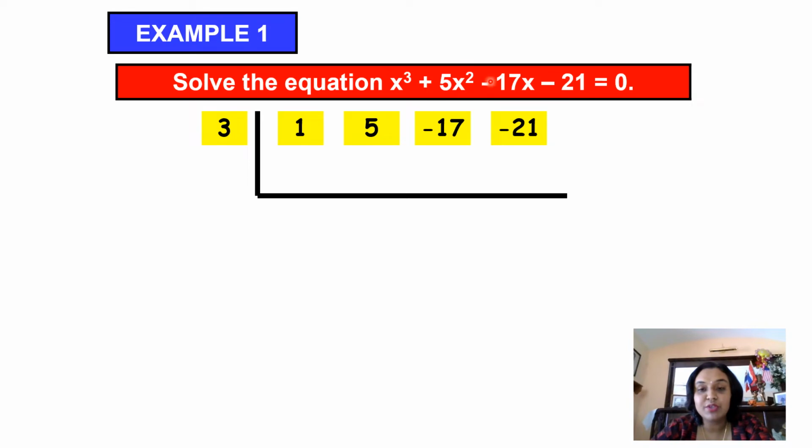A factor of negative 21 can be 7 times 3, either one of it negative, or 1 times 21. So we take a smaller number, which is 3. And we perform the loom diagram method.